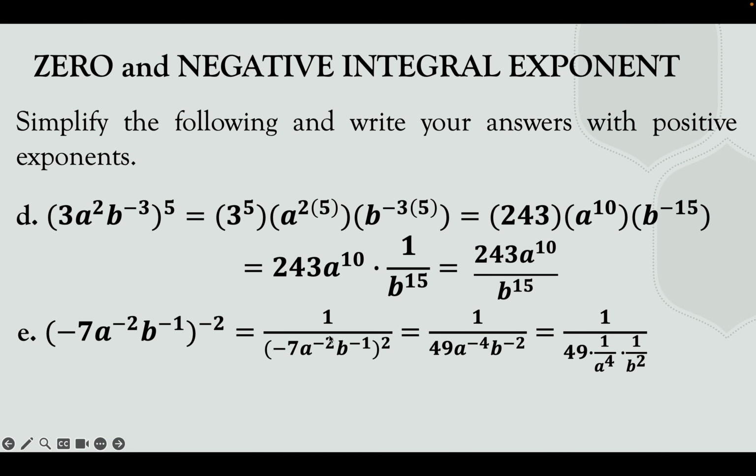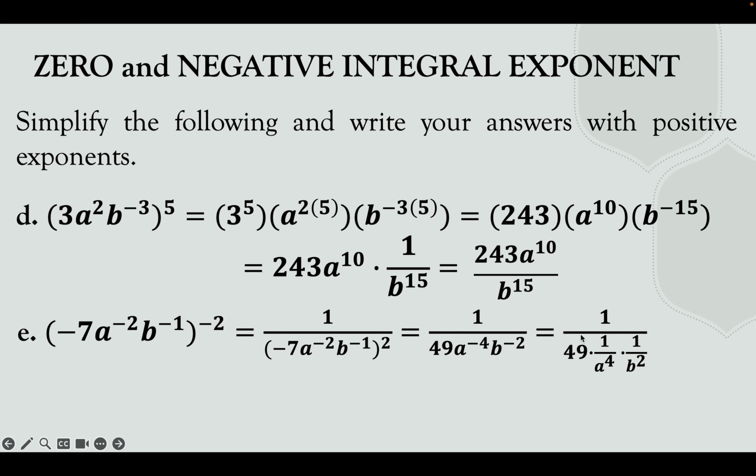So we have 1 over (negative 7a raised to negative 2, b raised to negative 1) all raised to 2. Simplify this one. So negative 7 squared, distribute the 2 here. Negative 7 times negative 7 is positive 49. A raised to negative 2 times 2, we have a raised to negative 4. B raised to negative 1 times 2, we have b raised to negative 2.